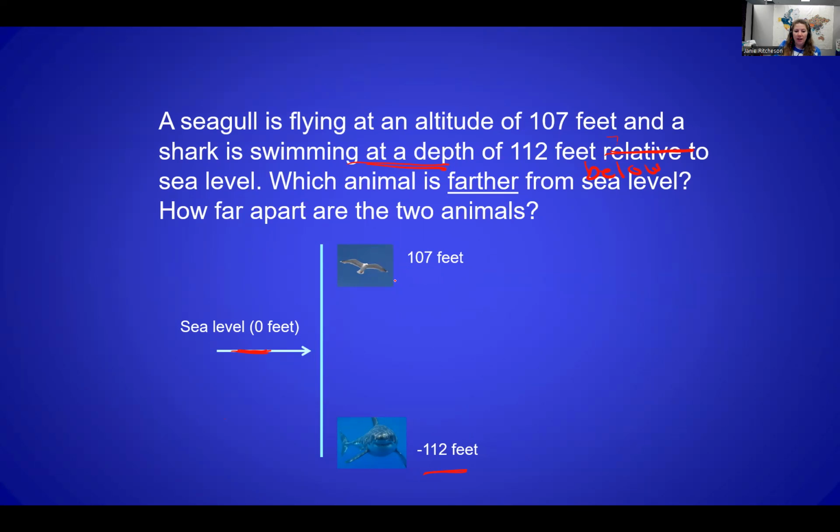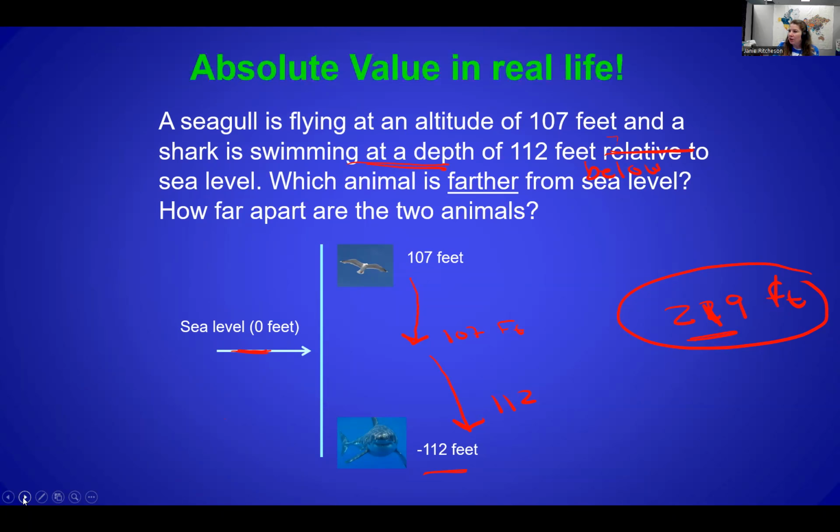Well, if I was the seagull and I wanted to land on the surface of the water, I'd have to fly down 107 feet, right? And then if that seagull could somehow reach that shark, it would have to go down another 112 feet. So how far apart are they? They're actually 219 feet apart, right? 107 plus 112 is 219, Ms. Richardson. I hope that makes sense to you. Absolute value in real life.